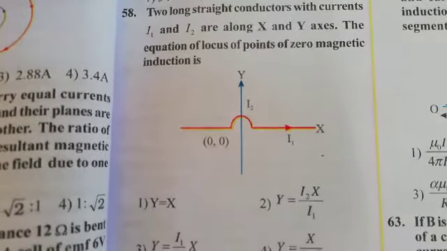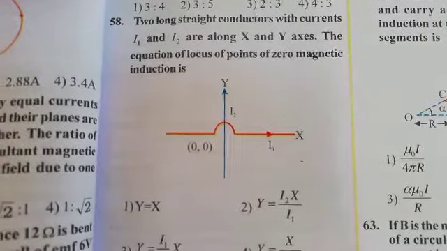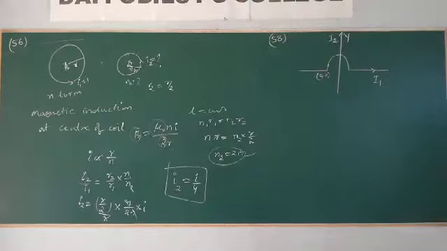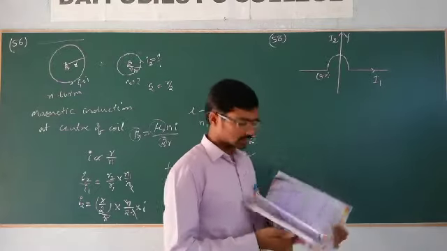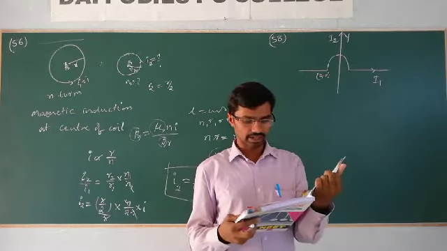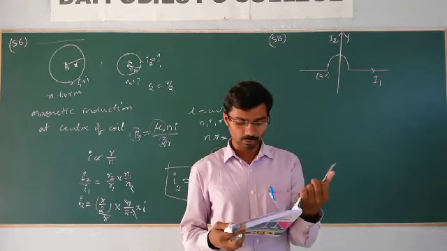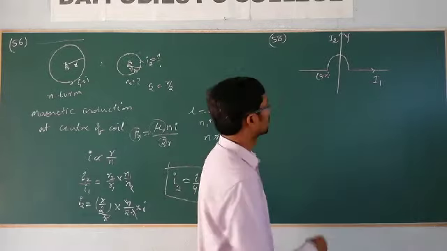This is the diagram given. They are asking for the equation of locus of points of zero magnetic induction for two long straight current conductors. If you see, this wire is not in contact with this one, now you can understand. They are asking to find the locus. What are they asking? The equation of locus of points of zero magnetic induction, meaning x and y. Zero magnetic induction. Now look at this one.